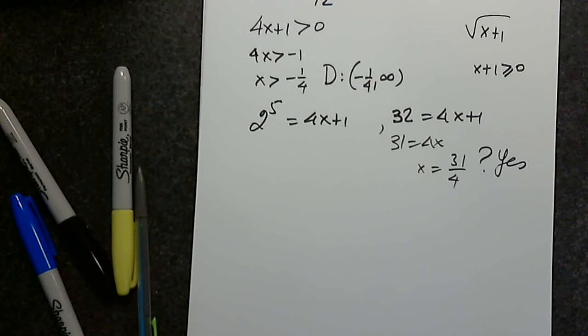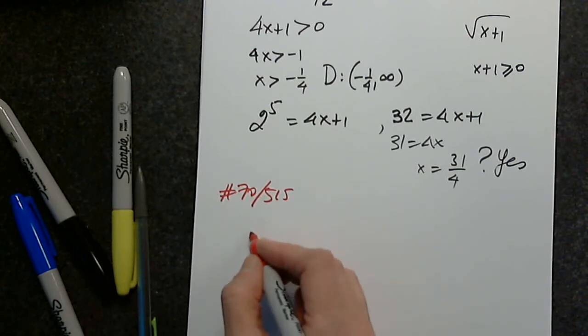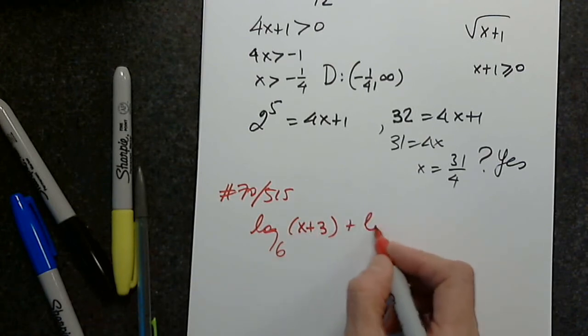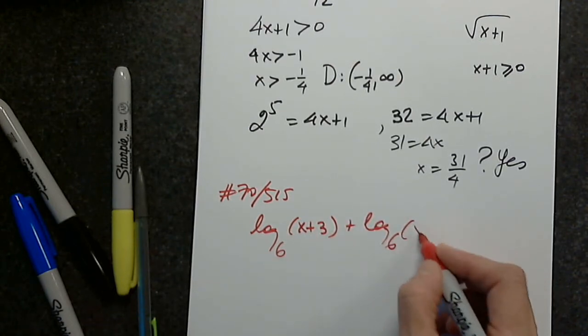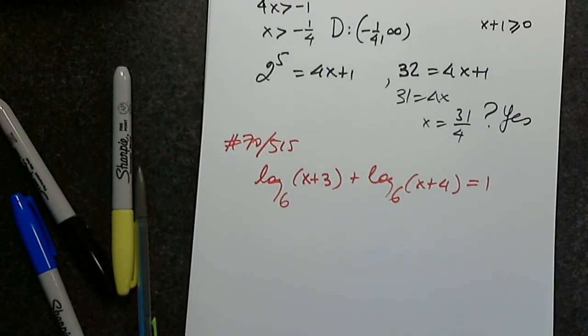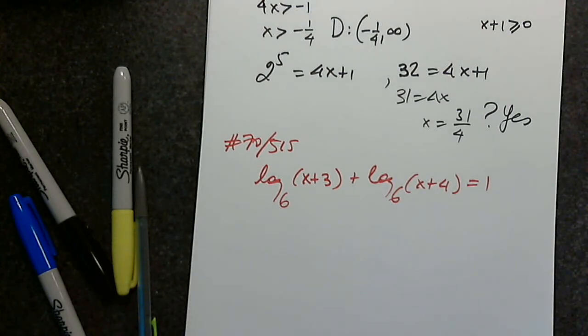Let's say 70. Same page, 515. Log base 6 of x plus 3 plus log base 6 of x plus 4 equals 1. Okay, what type of equation is this? Is it absolute value? Is it radical? Quadratic? Of course it's log. Correct. Good. So now I see two functions in this equation.